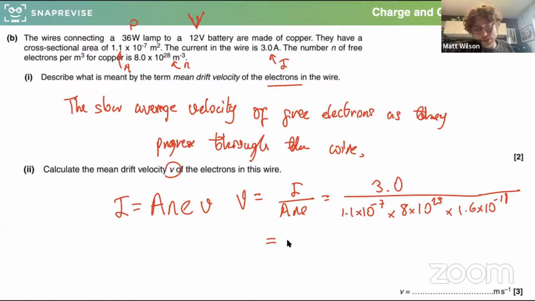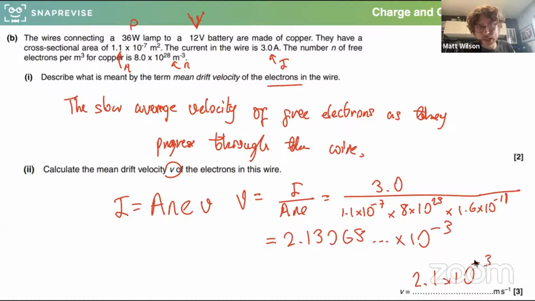Let's put it in a calculator. And if we put it in a calculator, you should get around 2.13068, etc., times 10 to the power minus 3. So that's roughly 2.1 times 10 to the minus 3. They gave us everything to 2 significant figures, so we give it back to the same number of significant figures.